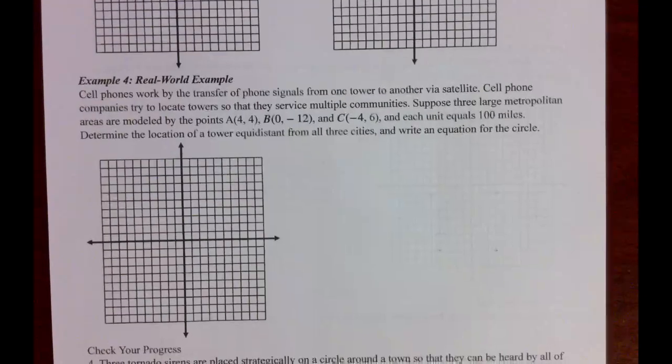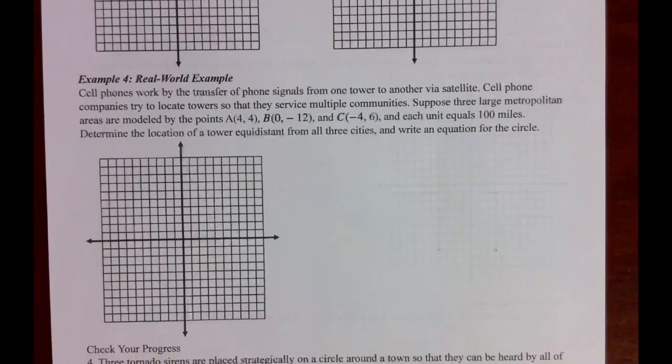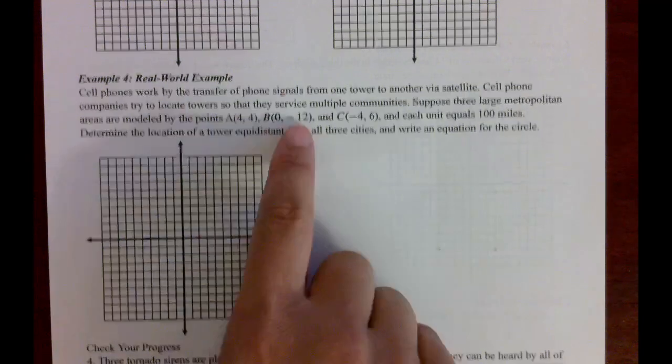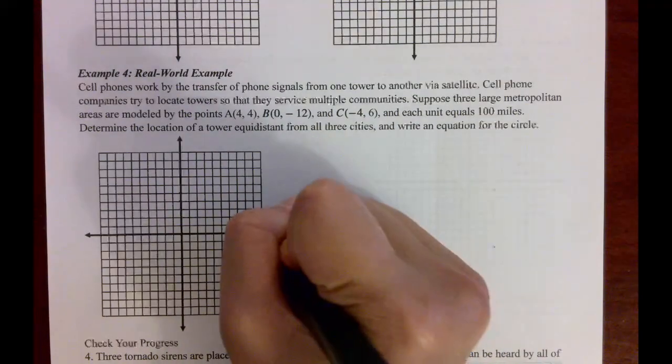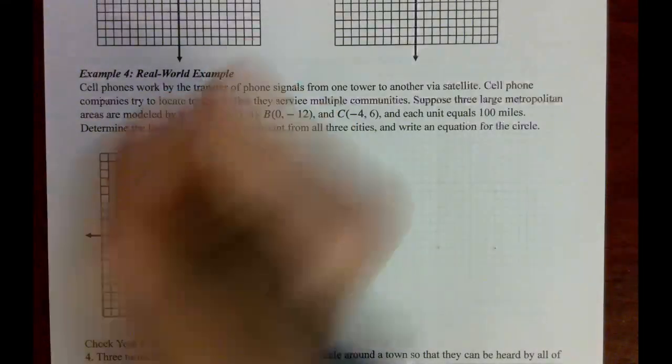Okay. So cell phones work by the transfer of phone signals from one tower to another via satellite. So cell phone companies try to locate towers so that they service multiple communities at the same time. So suppose 3 large metropolitan areas are modeled by the points 4, 4, 0, -12, and -4, 6. And each unit equals 100 miles. Okay, so in order for my 0, -12 to fit, I'm going to make each square actually equal to 2.